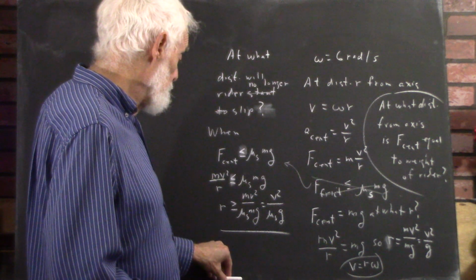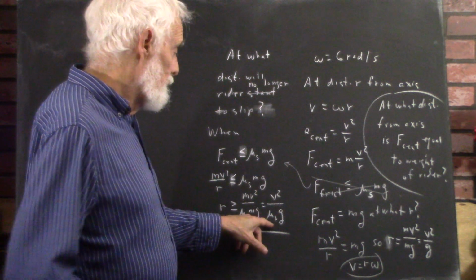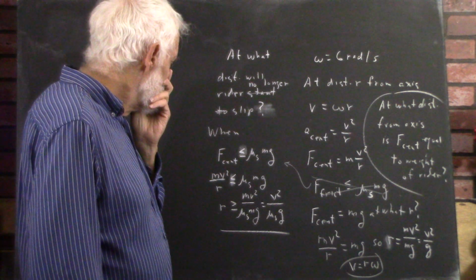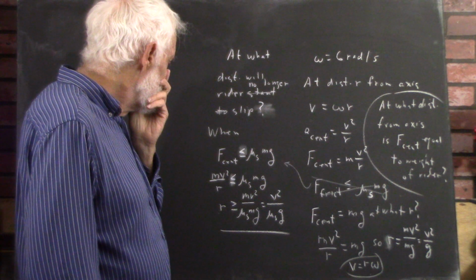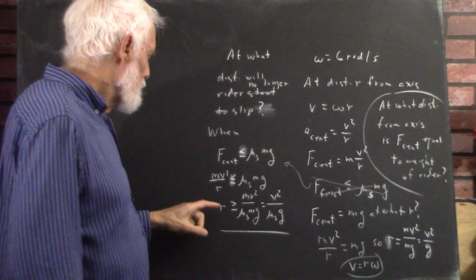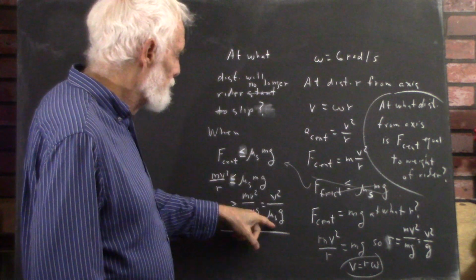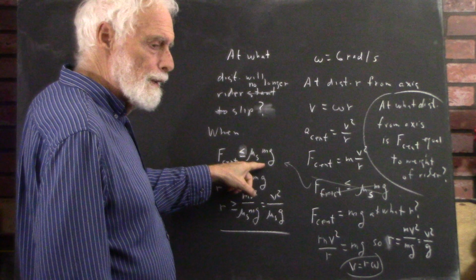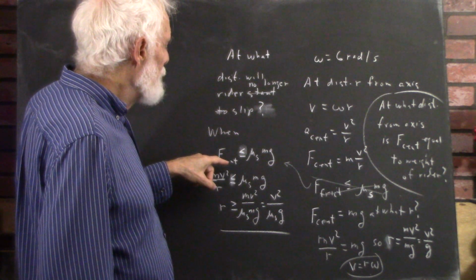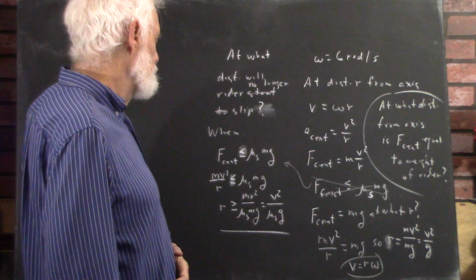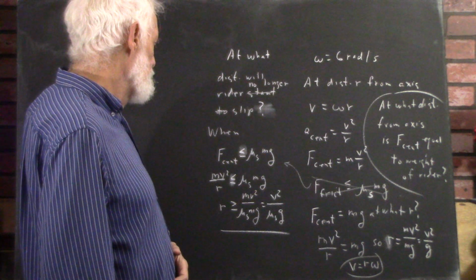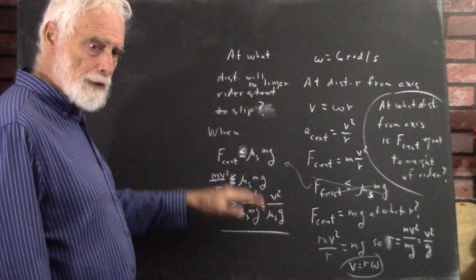So we can easily determine the maximum distance, and for r greater than or equal to this, the centripetal force is going to exceed, something wrong with that. Now you can sort it out. There it is. Okay.